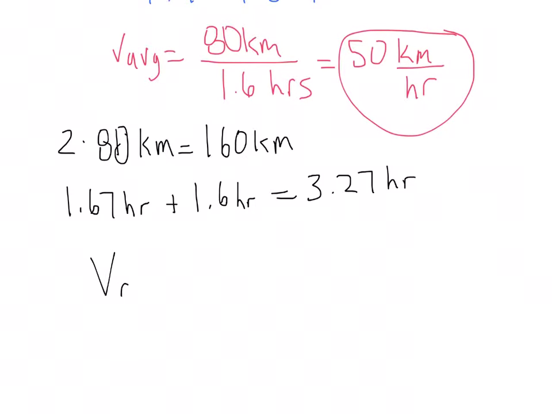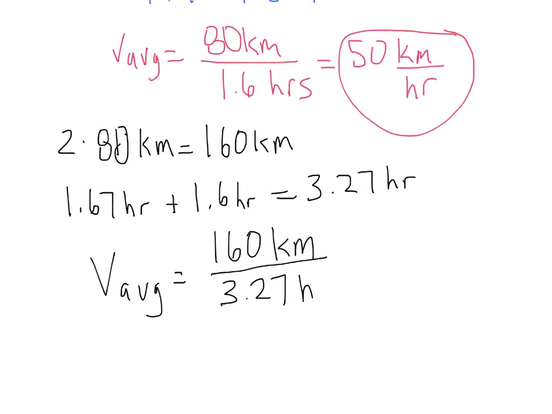Therefore, the average velocity for the whole trip is equal to 160 kilometers divided by 3.27 hours, which gives us 48.93 kilometers an hour.